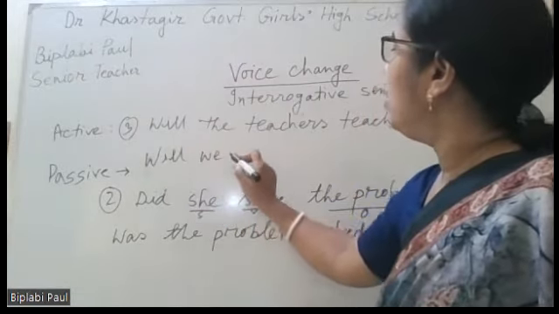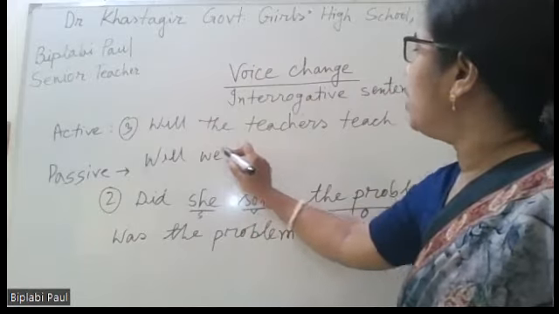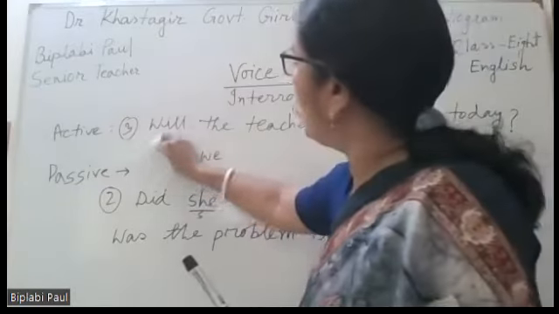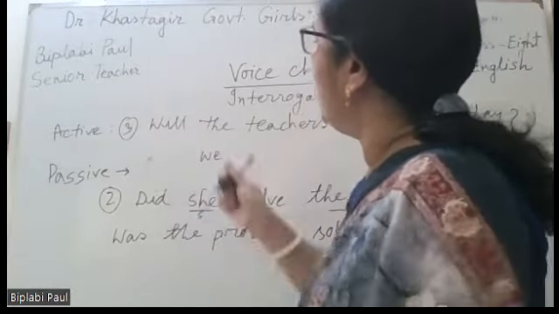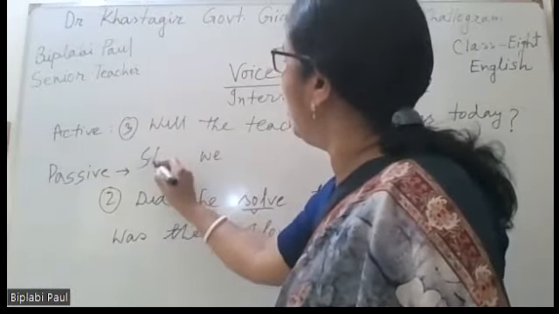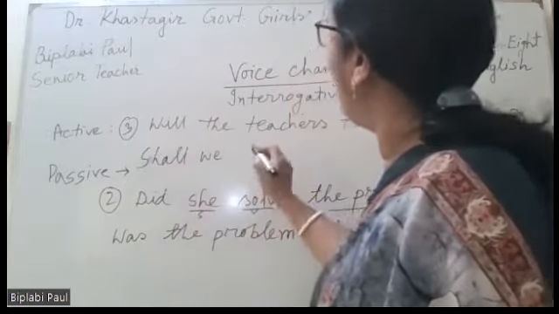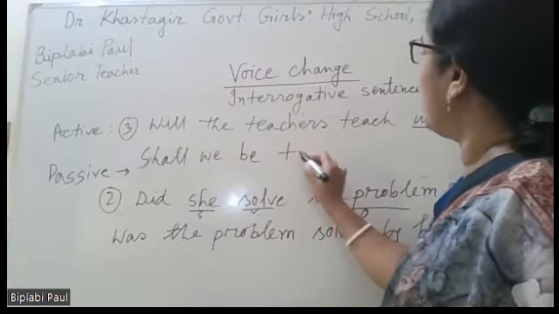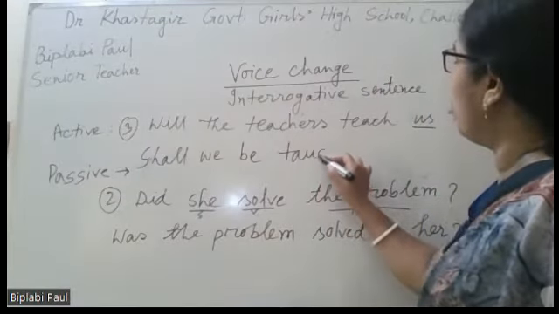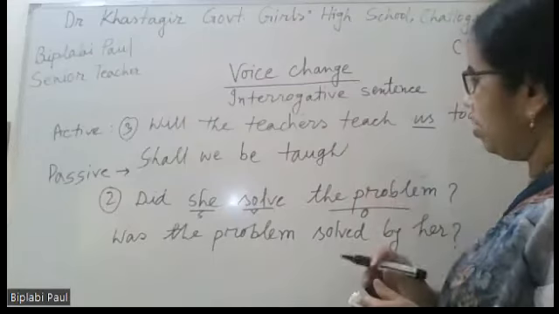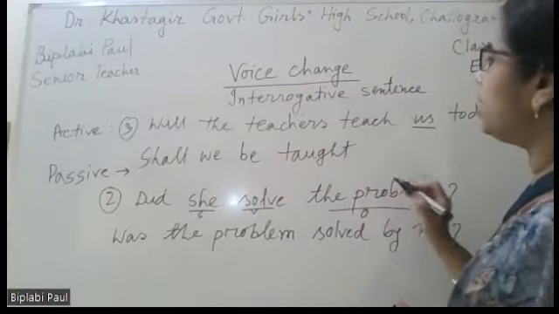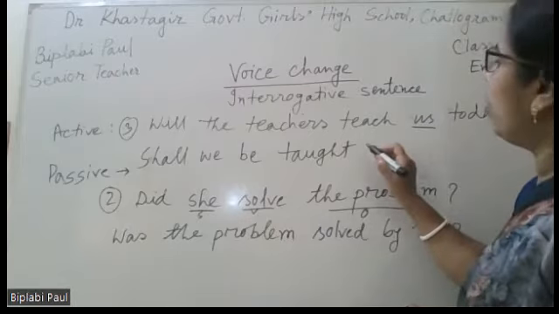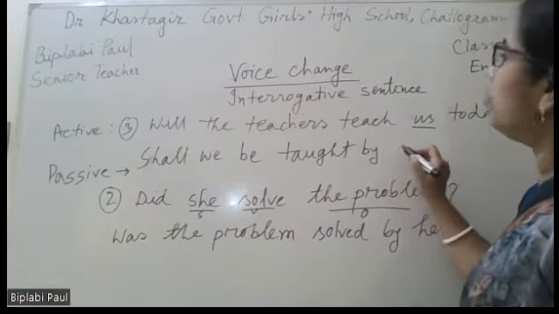The answer will be "will we be". You can write "will" or "shall". It will be wise to write down "shall we be taught". The past participle form of teach is taught, T-A-U-G-H-T. Shall we be taught by teachers today?